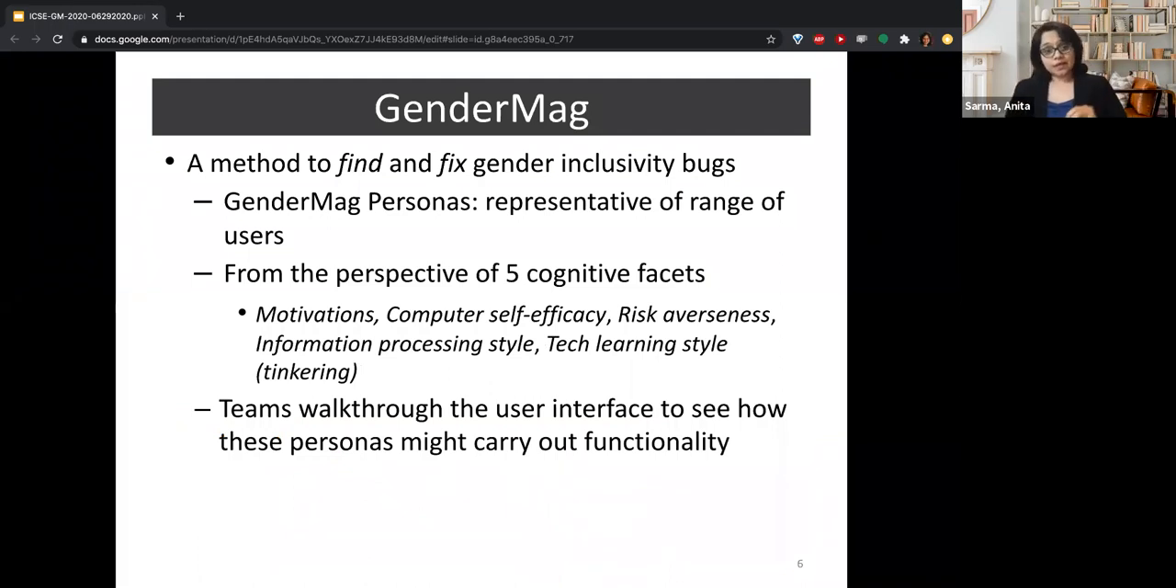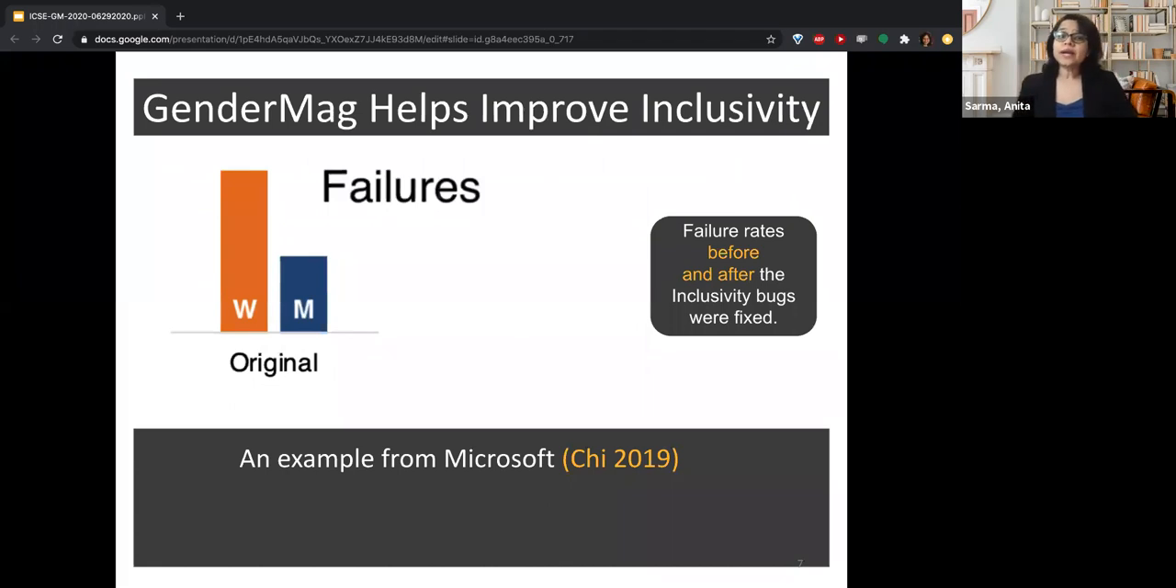So in GenderMag, teams walk through the user interface to see how these personas might carry out functionality, and if they face a problem because of these 5 facets, it's an inclusivity bug. GenderMag has been shown to help improve inclusivity.